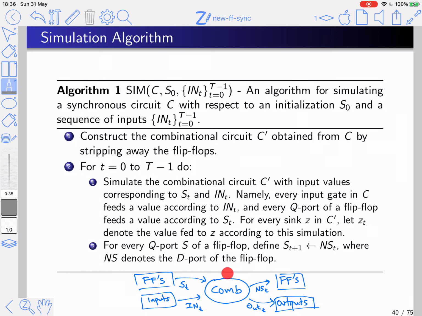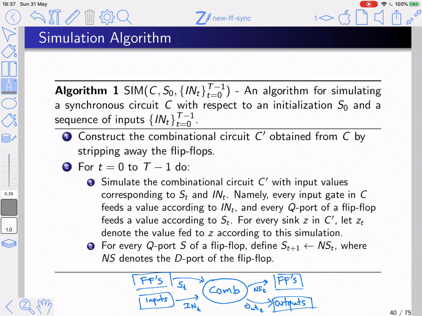We have a combinational part of the circuit. This is what remains after we have stripped away the flip-flops. And the outputs of the combinational circuit feed either flip-flops or output gates of the circuit. Okay, we refer to the output of the flip-flops as S, the inputs of the flip-flops as NS. This is for state and this is for next state. We have the inputs and we have the outputs.